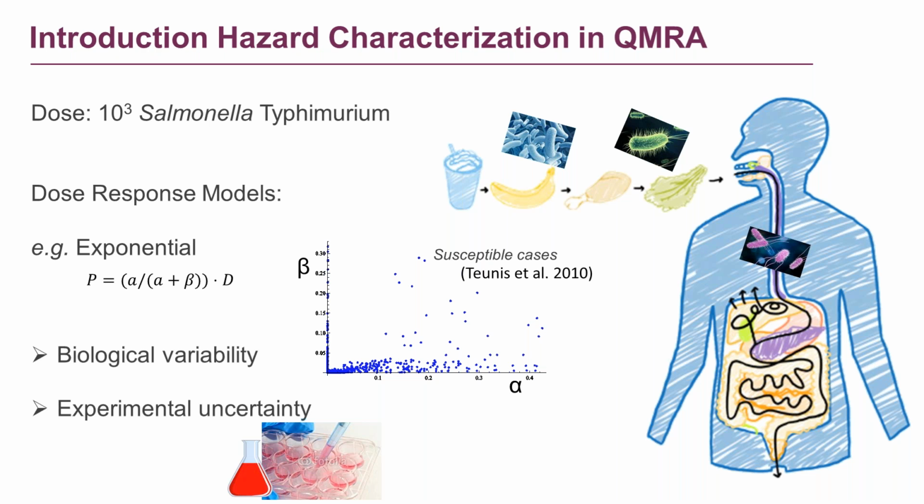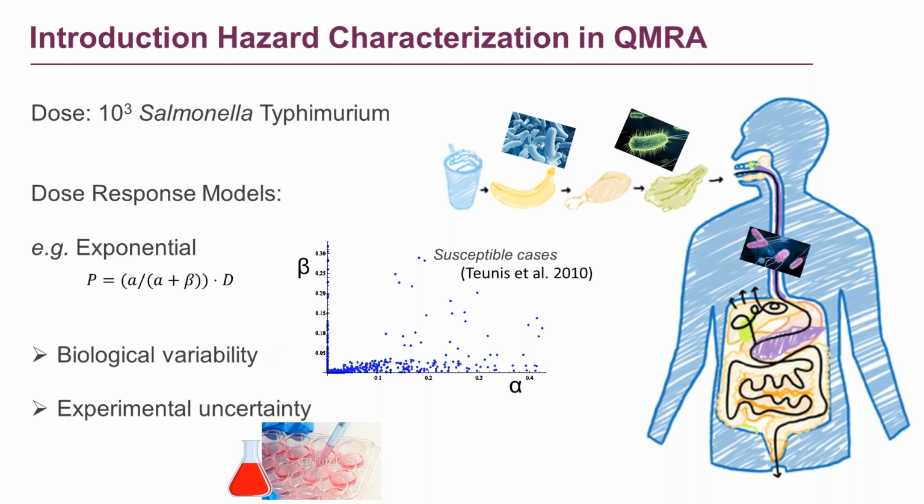This alpha and beta could of course be point estimates or average values that could describe your data. But as you see here in the picture of Peter Teunis et al., who published it, alpha and beta can also include some biological variability, for example, based on the susceptibility of your cases of illness. So biological variability can be included in these types of models.